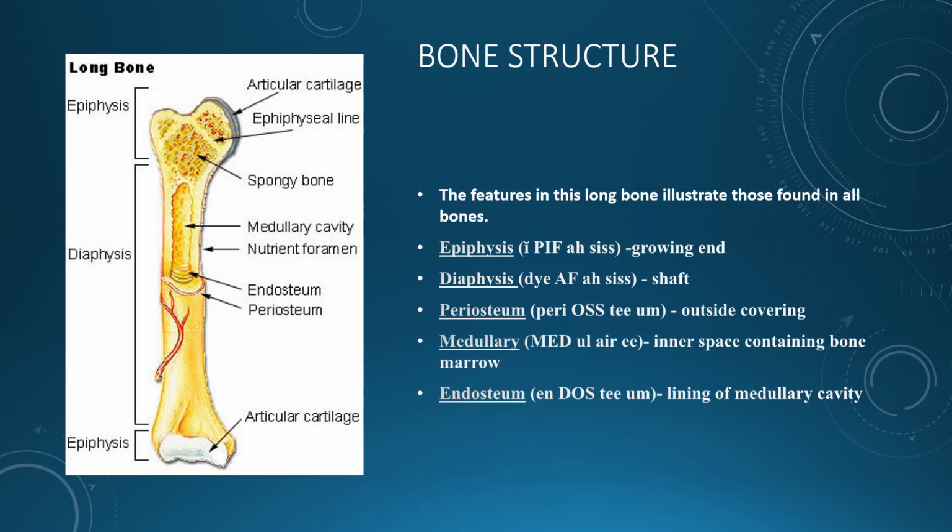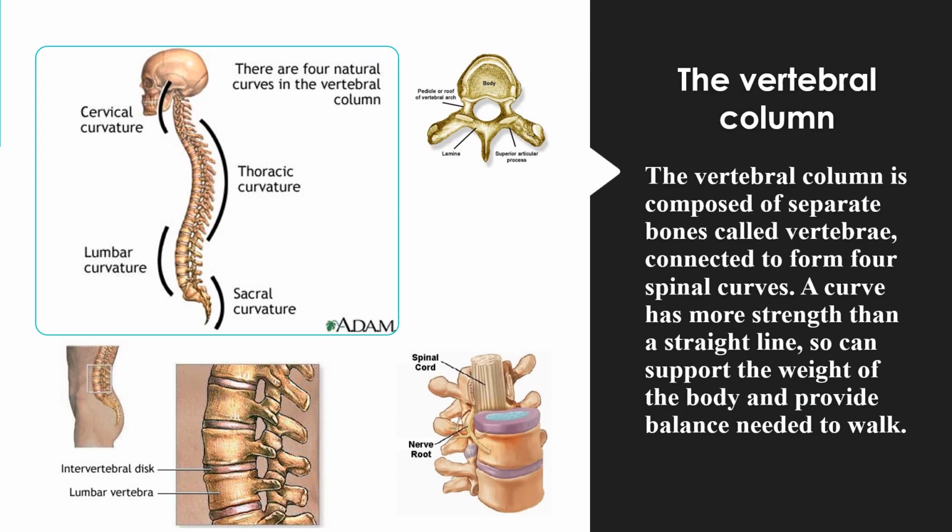Bone structure. The structure in this bone illustrates those found in all bones. Epiphysis, the growing end; diaphysis, shaft; periosteum, outside covering; medullary cavity, inner space containing bone marrow; endosteum, lining of the medullary cavity.